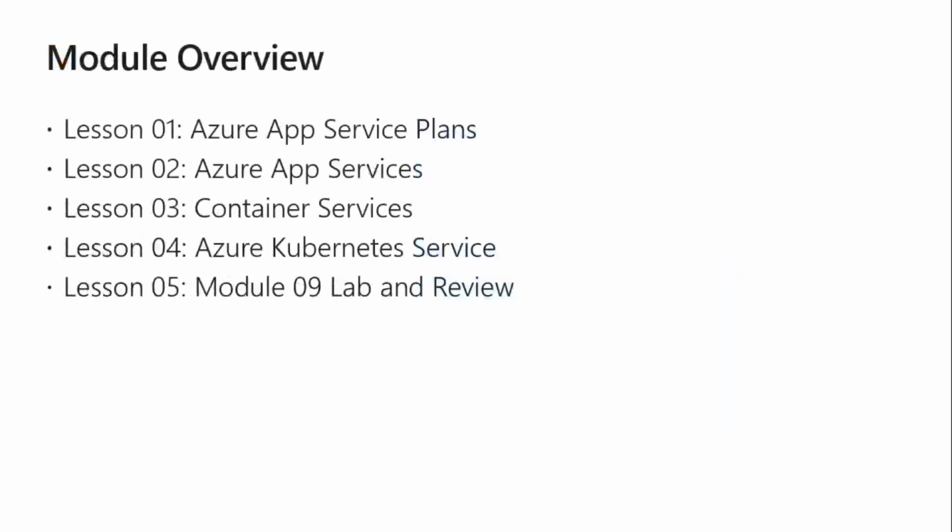So we have 5 lessons in this module, in this book. The last lesson is about the labs and the review query. Lesson 4 is about Kubernetes service, how we can configure it. We will see container instance, what is a container, how we can configure it, and Azure App Services and App Service Plan. So lesson 1 and lesson 2 are related to the web app service that we can provision from Azure. Lesson 3 is regarding container instances and lesson 4 is Kubernetes.